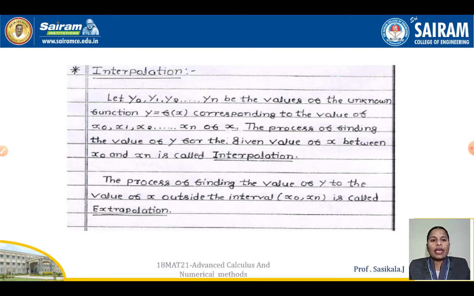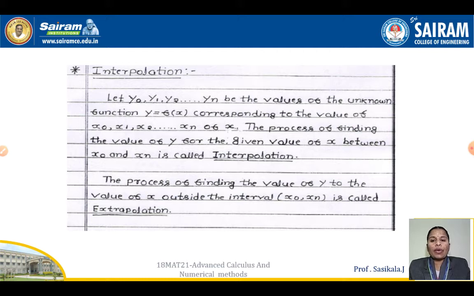in the data. Either it will be in between the data from x0 to xn, or it will be after xn. If the x value at which you are calculating y is in between x0 and xn, we say it is interpolation. If it lies after the interval of x0 to xn, at which you are going to calculate the value of y, it is called extrapolation. That is the definition of interpolation.